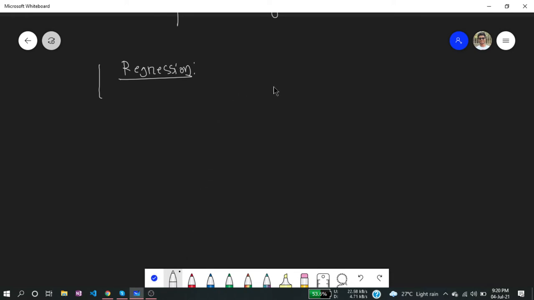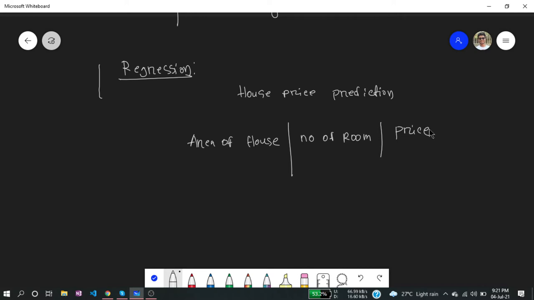Suppose you have some data. Suppose you are solving a house price prediction. In house price prediction, what might be the features? There might be features like the area of the house, then another feature would be the number of rooms in the house, then suppose this is the price. We can say this price is our target column, because at the end we have to predict the price.